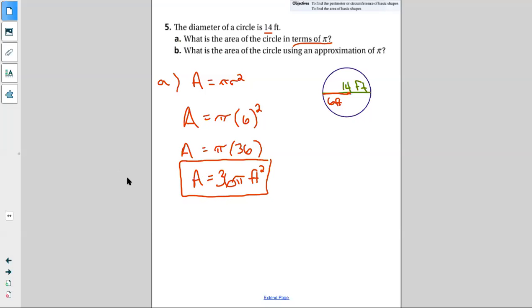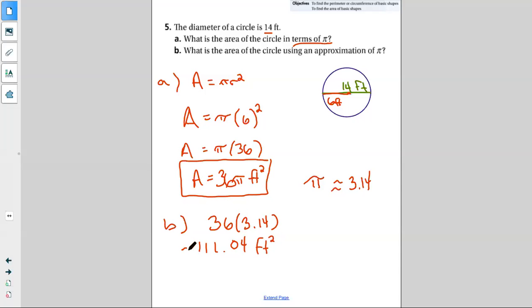And then part B is, what is the area of your circle using an approximation of pi? So if you remember, pi, the Greek letter symbol, is approximately 3.14. So to approximate for part B, I want to multiply 36 by 3.14. And let's see what happens when we do that. I get 111.04. And then we are in feet squared still. So you want to make sure we leave our feet squared.